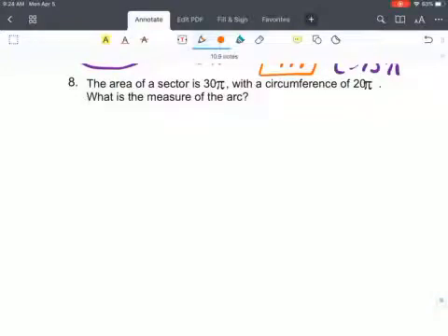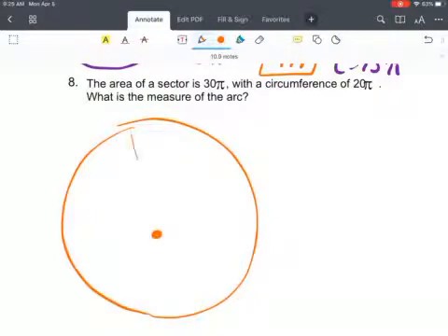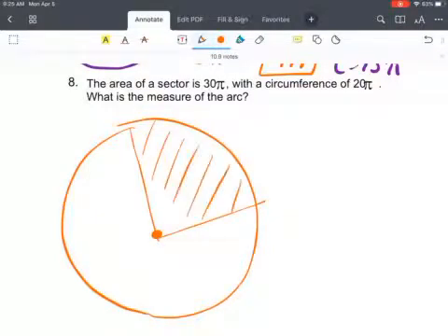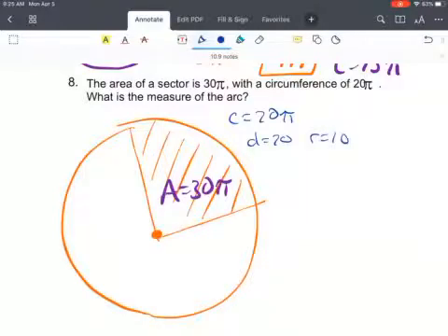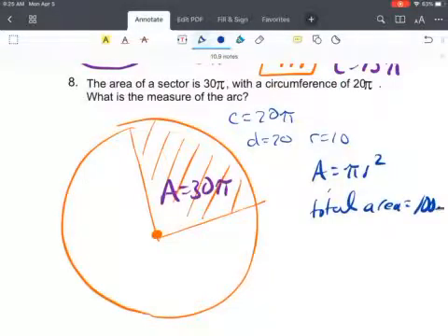Last one, number 8, the area of a sector is 30 pi. So if we have a circle here, the area equals 30 pi, and the circumference of the circle equals 20 pi. So if the circumference of the circle is 20 pi, that means our diameter is 20 and our radius is 10. Using the area formula of pi r squared, I know that the total area is 100 pi.